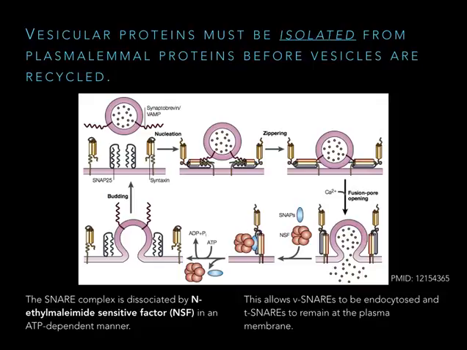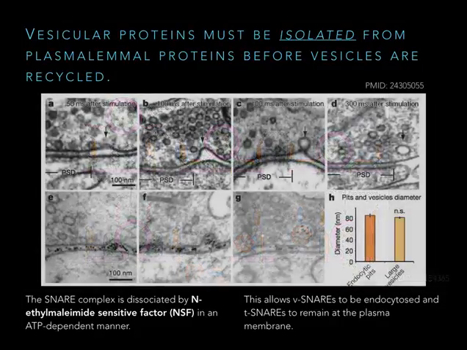That's what NSF is going to do. NSF is an enzyme that uses ATP to break apart the SNARE complex. And that allows us then to recycle vesicular proteins without taking away the proteins that should be embedded in the presynaptic membrane. So NSF comes in, breaks apart the SNARE proteins. The vesicular SNAREs then actually diffuse outside of the active zone and then get taken up.